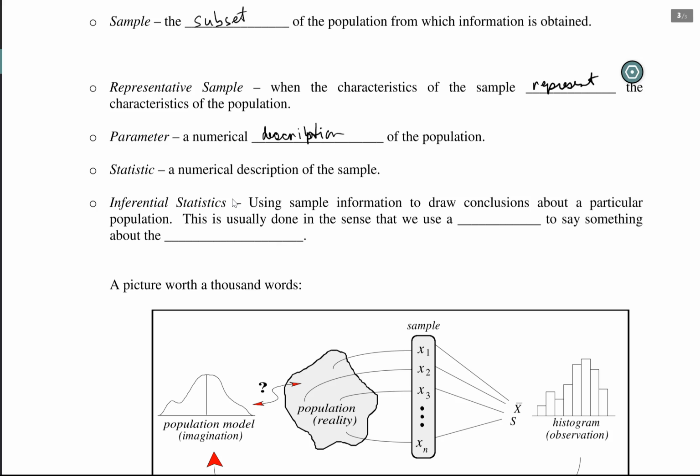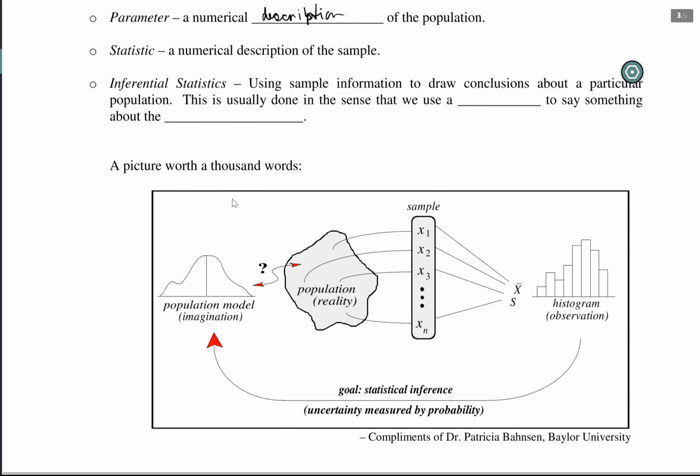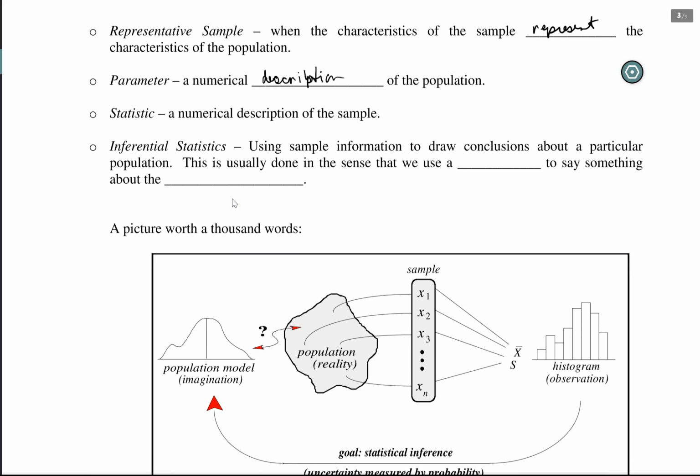Typically what's done is we use our statistic to somehow estimate our parameter, and that gives rise to this last term here, inferential statistics, sometimes called statistical inference in terms of a process. But the field of inferential statistics is using sample information to draw conclusions about a particular population, and this is usually done in the sense that we use a statistic to say something about the parameter.